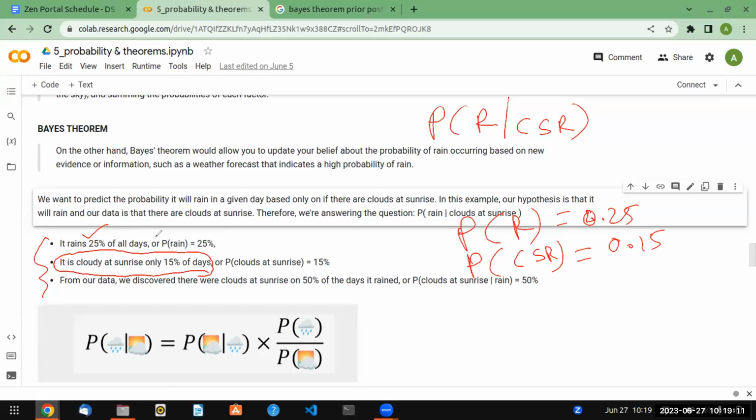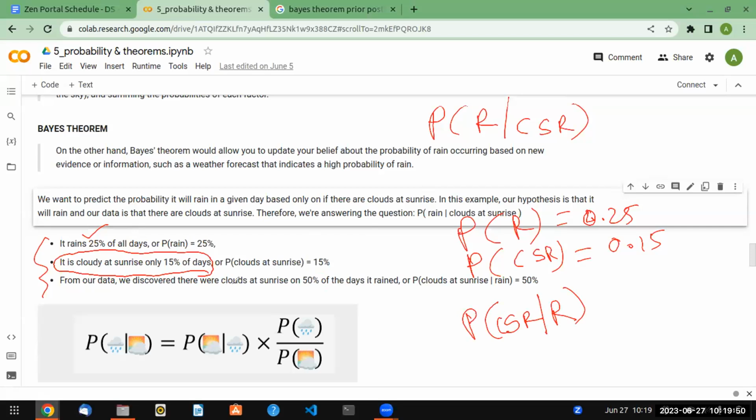And from our data, we discovered that there were clouds at sunrise on 50% of the days it rained. Now this is the vital point here, guys. There were clouds at sunrise on 50% of the days it rained. That means the rainy days had 50% of sunrise clouds. That means it is saying probability of CSR given rain.